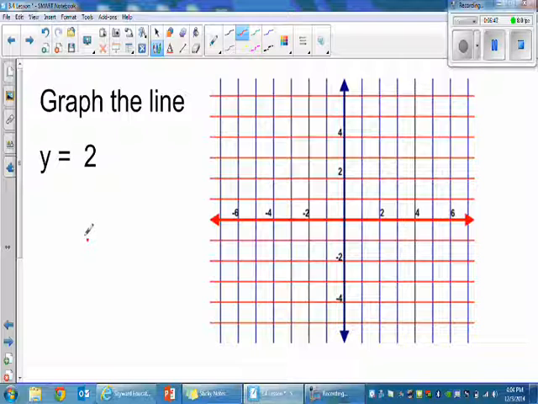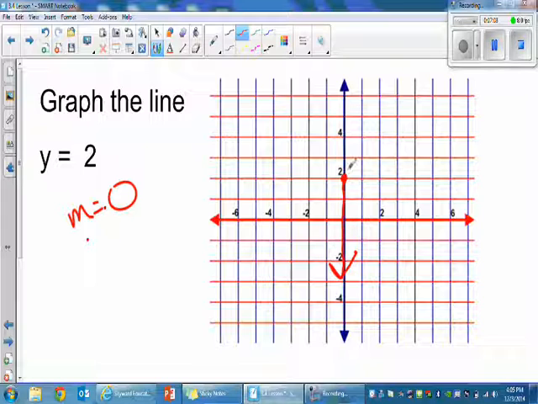Let's graph the line y equals 2. Well, you can notice now there is no slope. So y equals 2. Here's my y-intercept. There is no slope. So that means I'm going to have a straight line. When there is no slope, you have a vertical line.